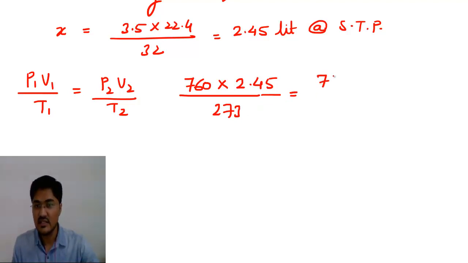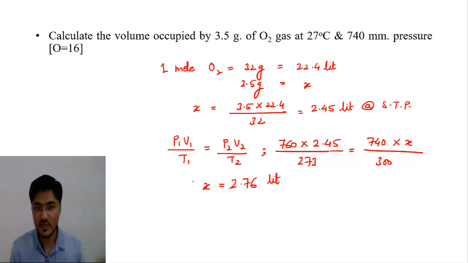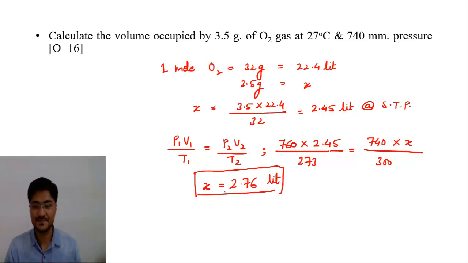which equals pressure that is given as 740 into X, that is the volume that we need to calculate at 27 degrees Celsius and 740 mm pressure, and 300 Kelvin, that is 27 degrees Celsius equals 300 Kelvin. So now finding the value for X, we get X equals 2.76 liters, and this will be your final answer. Now let's see the next question.